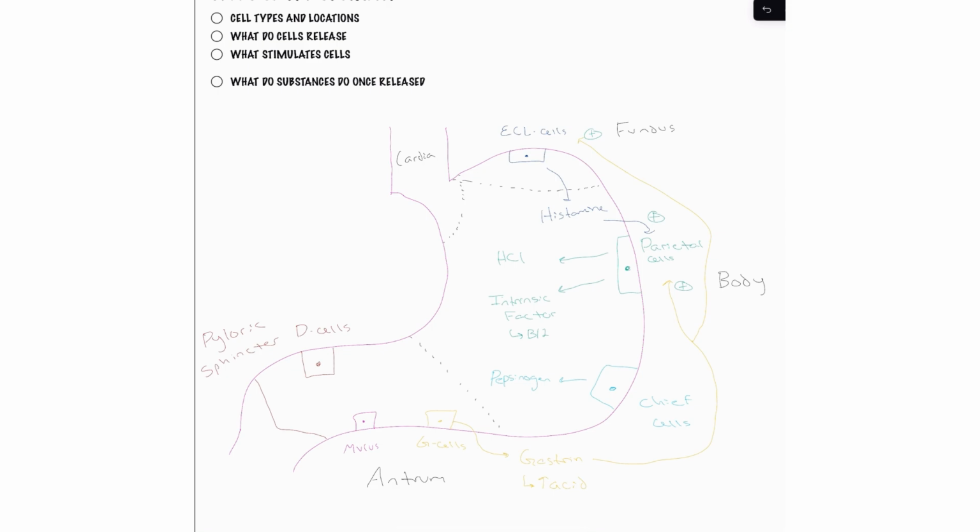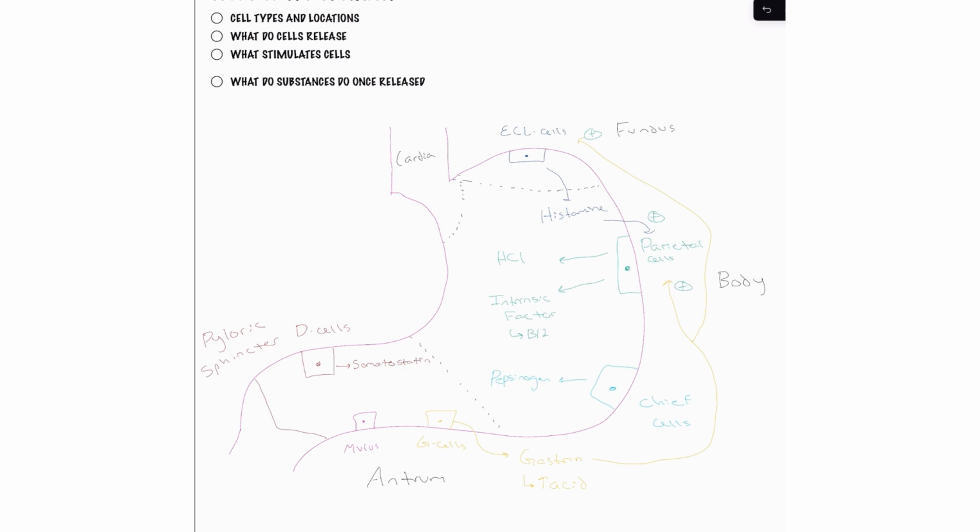The next big cells that we need to talk about are the D cells. These release something called somatostatin. Somatostatin is the master regulator of the stomach, and its job is to basically shut everything off. So it's going to shut down acid production, shut down gastrin production, and just tell everyone to kind of chill out. Okay, that's how I think about it.